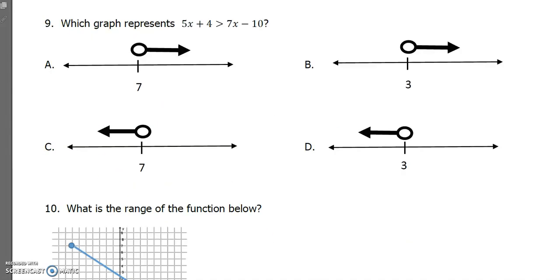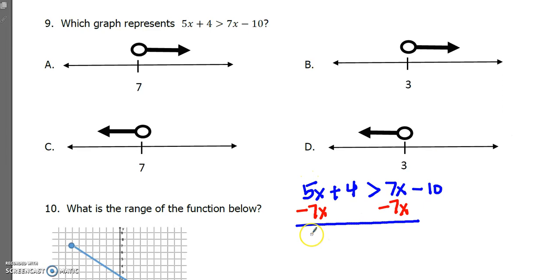Okay, number 9. Which graph represents 5x plus 4 greater than 7x minus 10? Well, we need to simplify that. So 5x plus 4 is greater than 7x minus 10. I need to get my variables on one side, so I'm going to move my x to the left-hand side. And 5x minus 7x will give me a -2x plus 4 greater than a -10. Now I'm going to get rid of my 4 by subtracting.